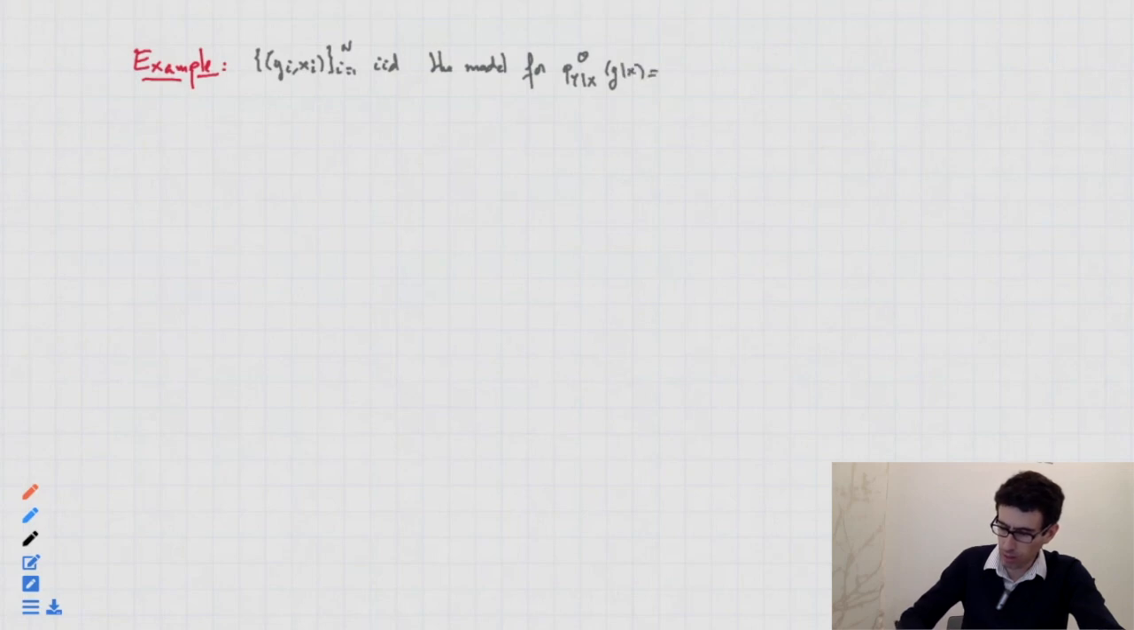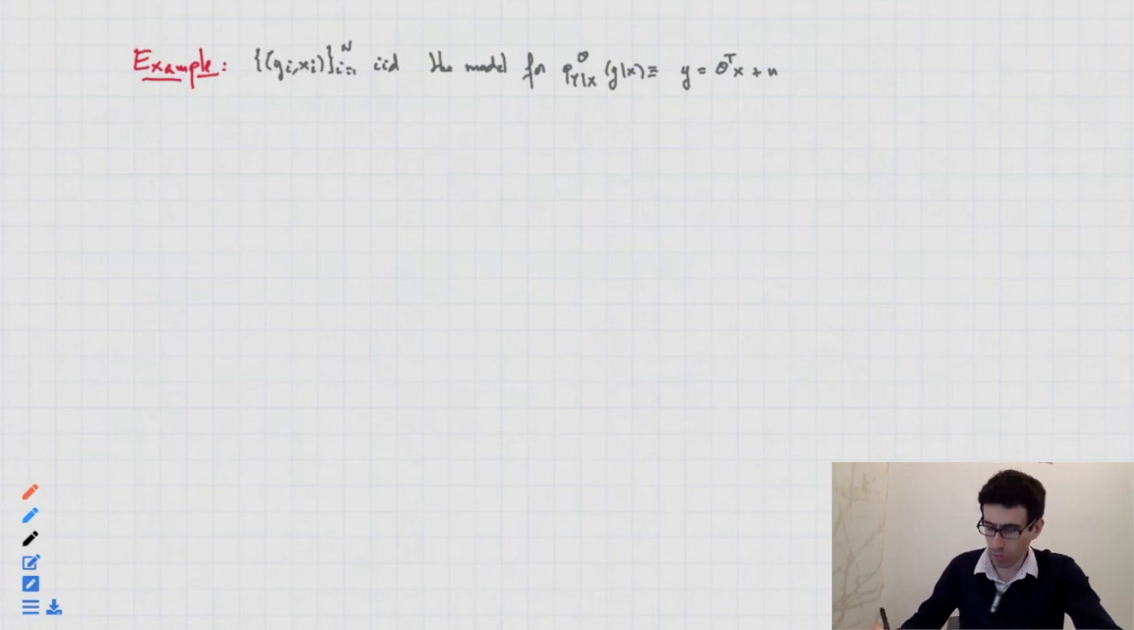The model that I'm after is a model for p theta of y given x, that is saying that y is of the form theta transpose x plus some noise. So if you want to be a little bit more formal about this, it tells us what is the form that we have for p of y given x given theta.